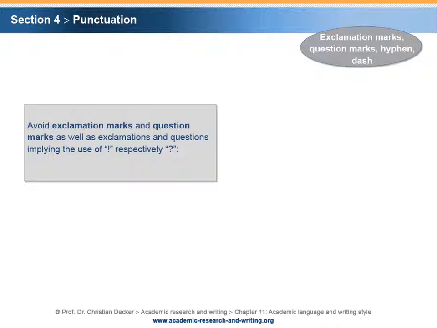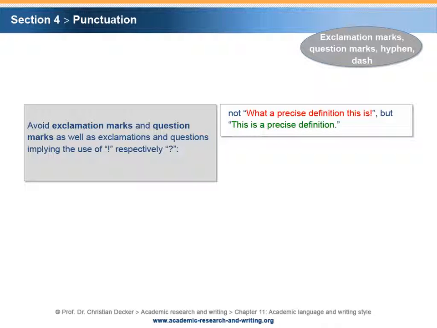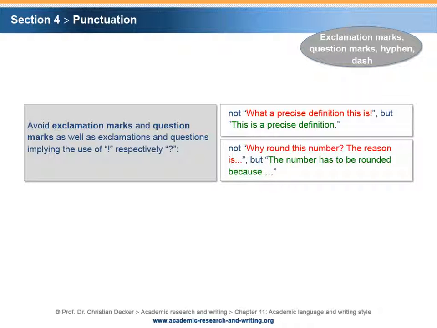In academic writing, special attention should be put on exclamation marks, question marks, hyphens, and dashes. Exclamation marks and question marks should be avoided, as well as exclamations and questions implying the use of an exclamation mark, respectively a question mark. Do not state exclamations such as, "What a precise definition this is," but prefer a regular sentence such as, "This is a precise definition." Do not write, "Why round this number? The reason is," but "the number has to be rounded because."